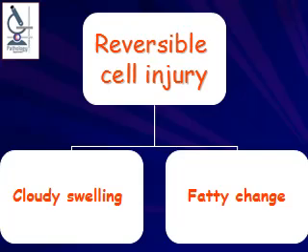First, we are going to start with forms of reversible cell injury. As we know, reversible cell injury could be in the form of cloudy swelling, which is also called hydropic change, and it means accumulation of water within the cytoplasm of the cell. And then we have fatty change, which is also called steatosis, and it means intracellular accumulation of neutral fat, and it's commonly seen within the liver. We commonly hear the words fatty liver.